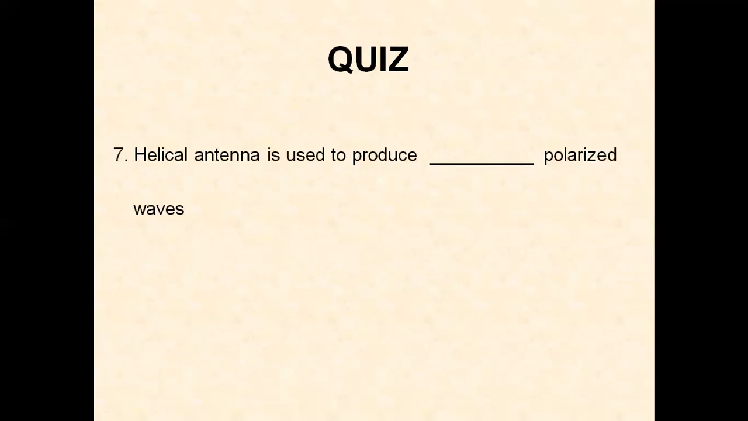Helical antenna is used to produce circularly polarized waves.